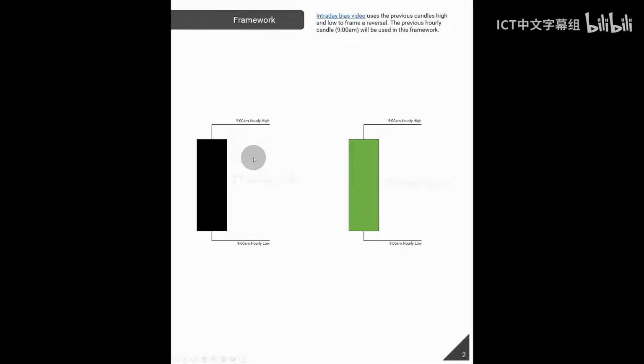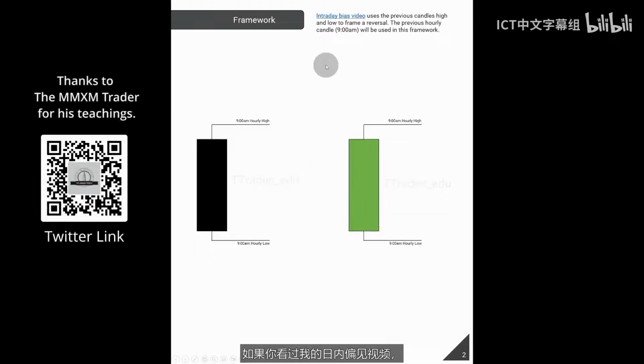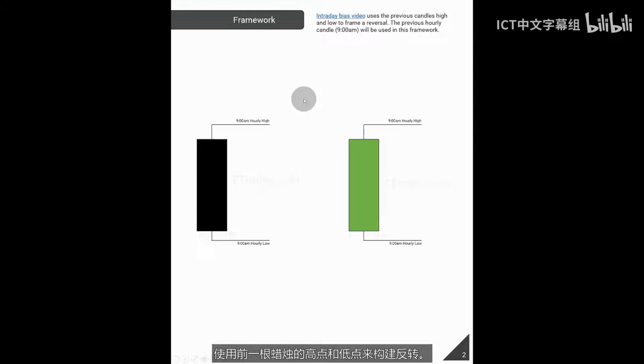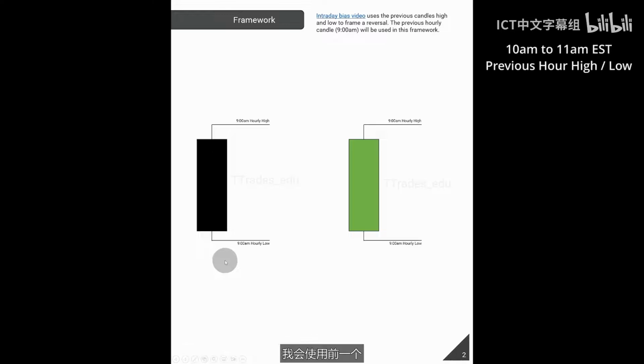Now for the framework, if you have seen my intraday bias video, you know that I will use the previous candle's high and low to frame reversals. And in this framework, I'm going to use the previous hour's high and low. And in this case, that's the 9 a.m. hourly candle. So the first thing I do when I get to the charts, once 10 a.m. hits, is use the previous hour's high and low, or the 9 a.m. hourly candle, and mark off the low and the high of that.